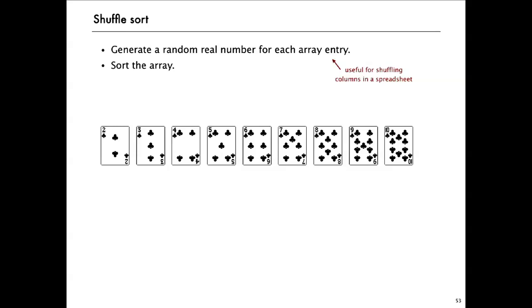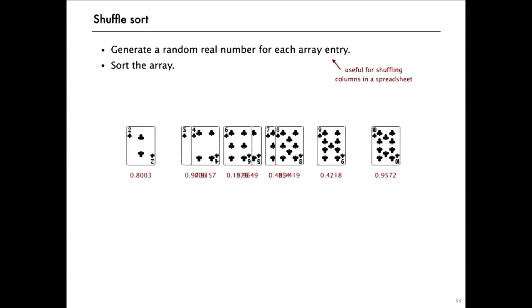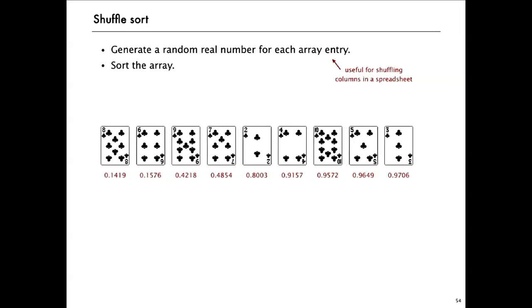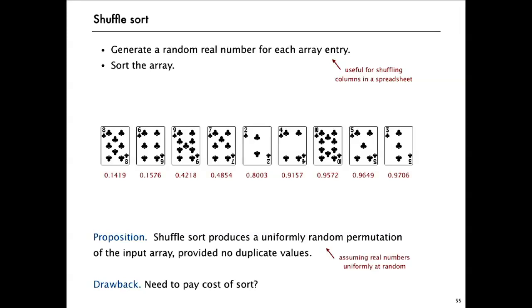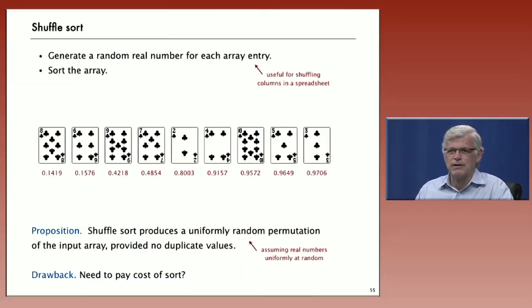It seems like the opposite. The idea is just generate a random real number for every array entry and then sort using those random numbers as the keys. That's an effective way to get things shuffled. And it's possible to prove that that produces a uniformly random permutation of the input if there's no duplicate values, assuming that you have real numbers that are generated uniformly at random. And that just means that it's well shuffled, that every possible way of shuffling the deck appears with equal probability.